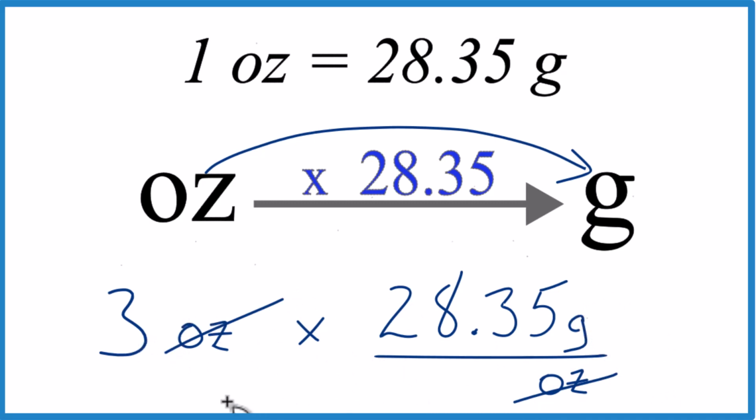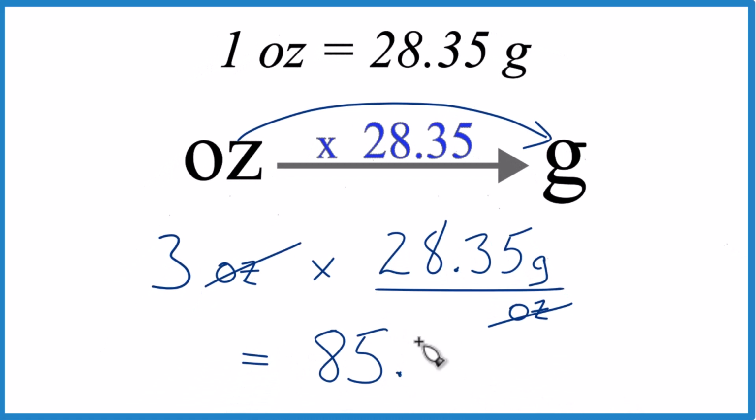So we multiply, we get 85.05. I'm going to call it 85.1. And there's those grams. That's what we're looking for. So in answer to our question, when we change 3 ounces to grams, we multiply by this conversion factor here, this 28.35. We end up with 85.1 grams.